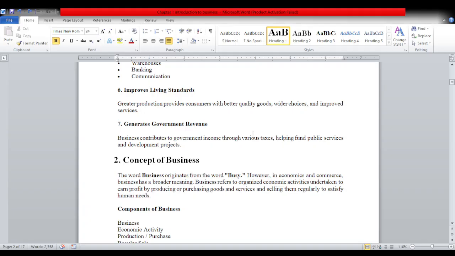So definitely it will help you to choose all those quality goods which will help to improve your living standard. It will provide you a wider choice in terms of products and services. You can choose among the different goods, and simultaneously you can choose among the different services as well.